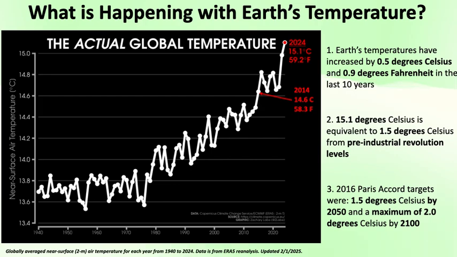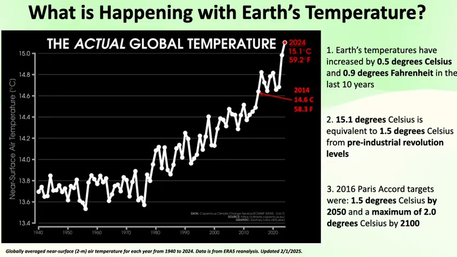You can see that in 2024, we reached 15.1 degrees Celsius, and in 2014, we were at 14.6 degrees Celsius. So in the last 10 years, we've gone up half a degree Celsius. Since most of us in America can't relate to Celsius, I converted it to Fahrenheit. At the end of '24, we were at 59.2 degrees Fahrenheit. Ten years ago, we were at 58.3 degrees Fahrenheit. So we've gone up 0.9 of a degree Fahrenheit in basically the last 10 years.